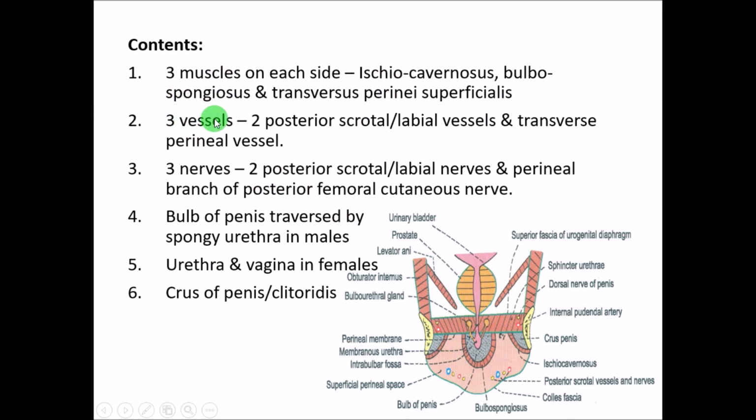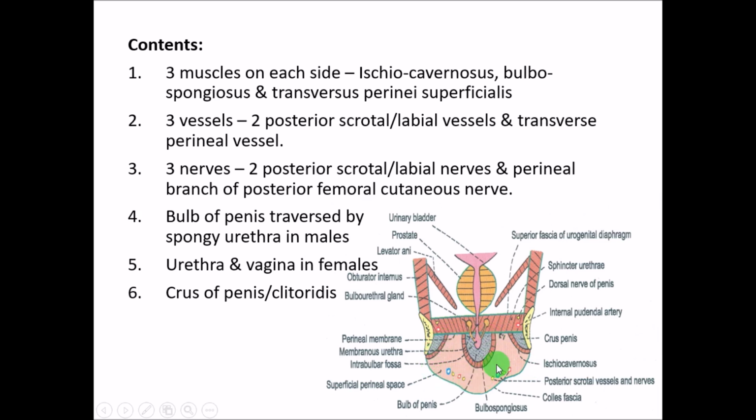Then there are three vessels. Two posterior scrotal vessels; if you see here, these are the two posterior scrotal vessels, the artery and the vein, as well as the nerve. Scrotal in the male, or labial in the female. Nerves as well as vessels on either side. You can see here the artery, vein, and nerve. As well as the transverse perineal vessel and the posterior femoral cutaneous nerve, which will also be in this space.